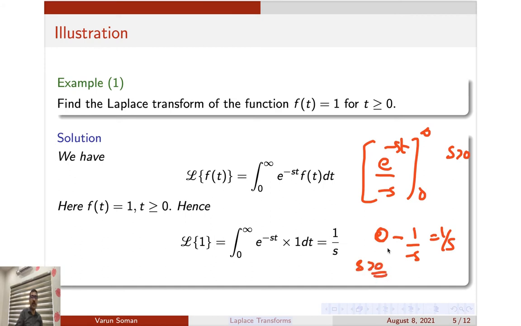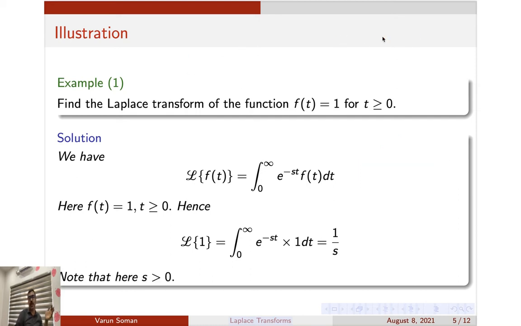So always remember, the Laplace transform of 1 is 1 by s. So we have devised the first row of our table. We are going to construct a table of Laplace transforms, and the first entry of the table is 1, and we have found its transform, which is 1 by s. I hope this is clear.